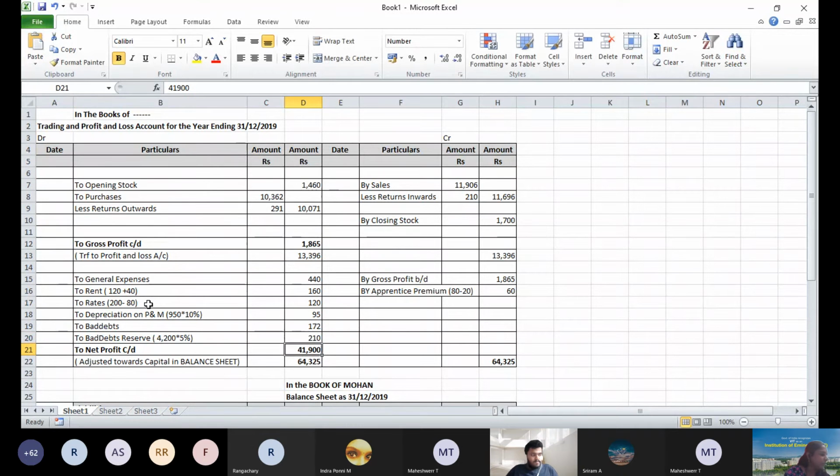Then after that, what is the thing? Bad debts I've written, bad debt reserve I've written. Then there is one aspect in your trial balance, by bad debts.